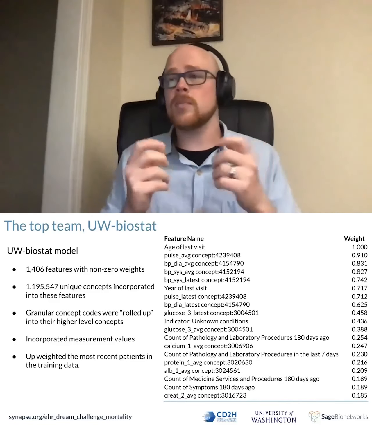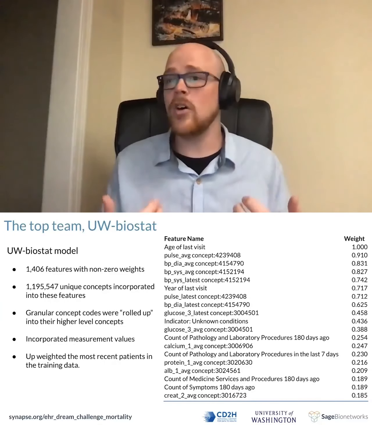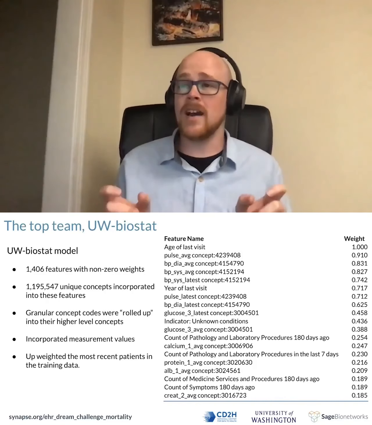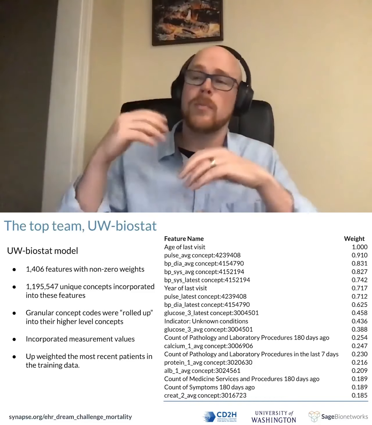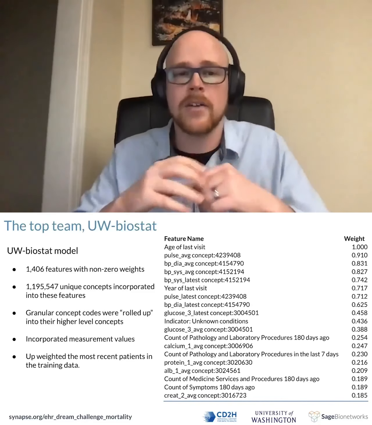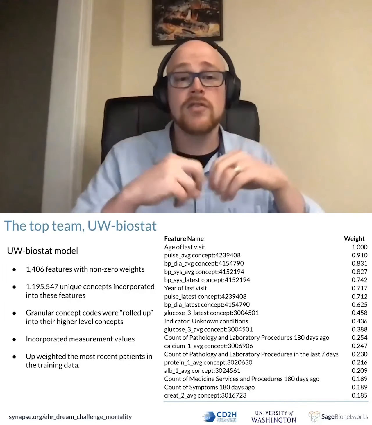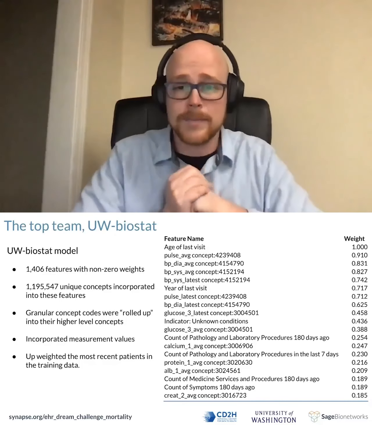The way they incorporated them is that these features are part of biomedical ontologies, things like SNOMED or ICD-9, where you have granular concepts at the bottom of these hierarchies that are children to parent codes that are broader and broader in clinical categories. They used a roll-up algorithm where they took these low-level concepts and rolled them into higher level clinical concepts and used those as their features. So they took over 1 million and rolled them up into 1,400.